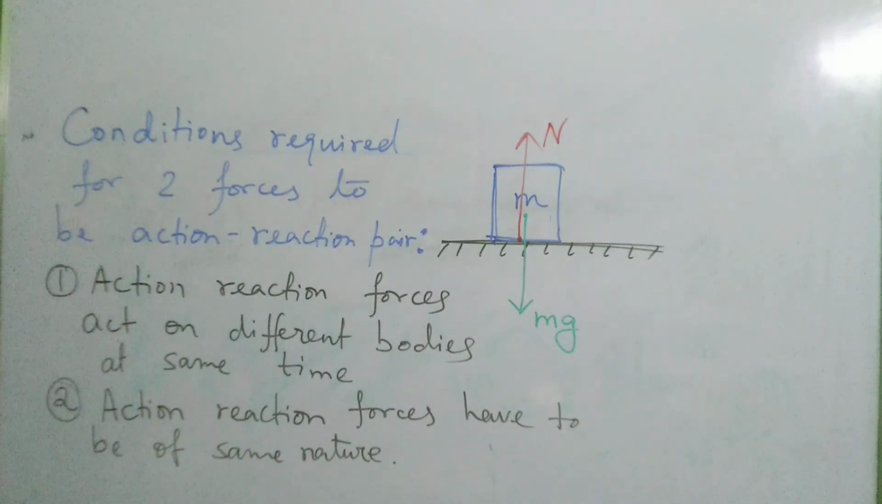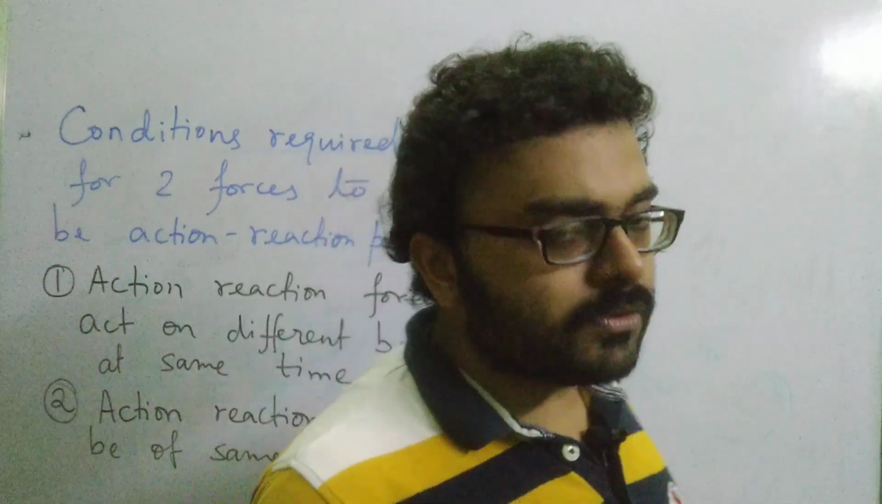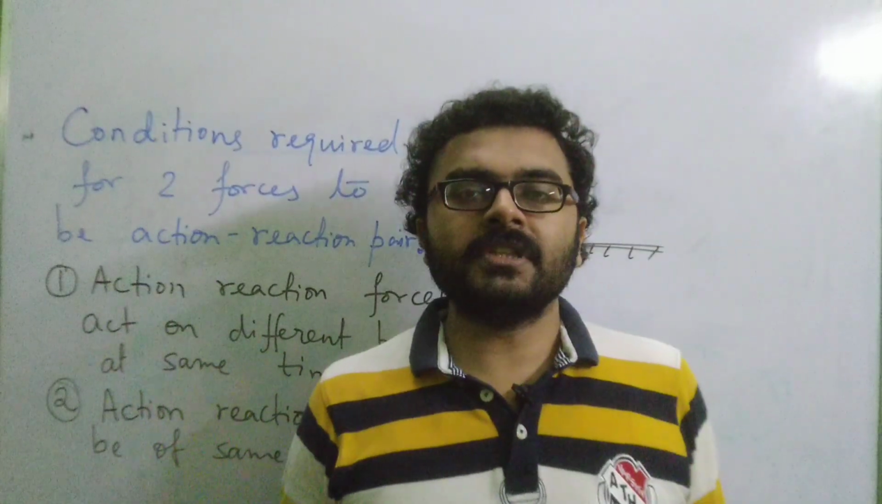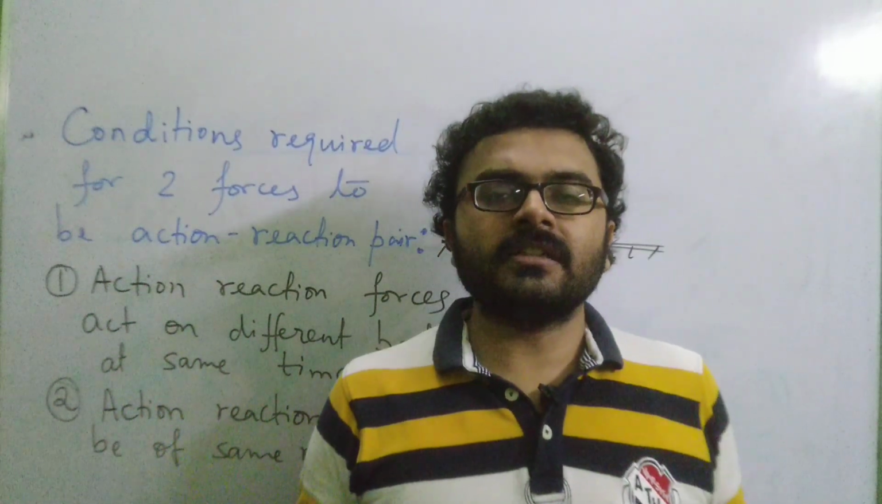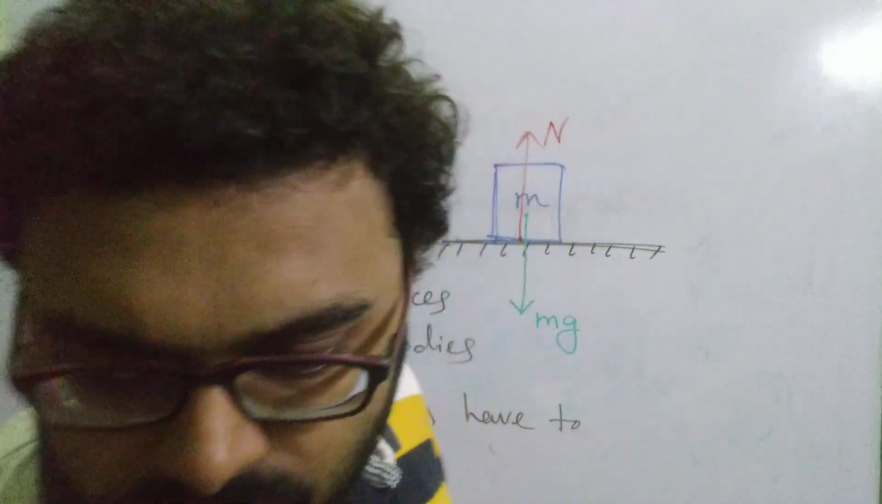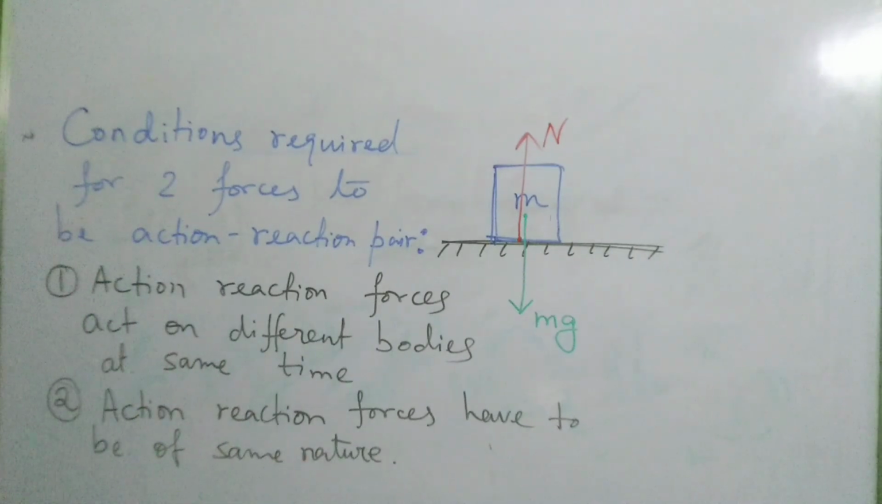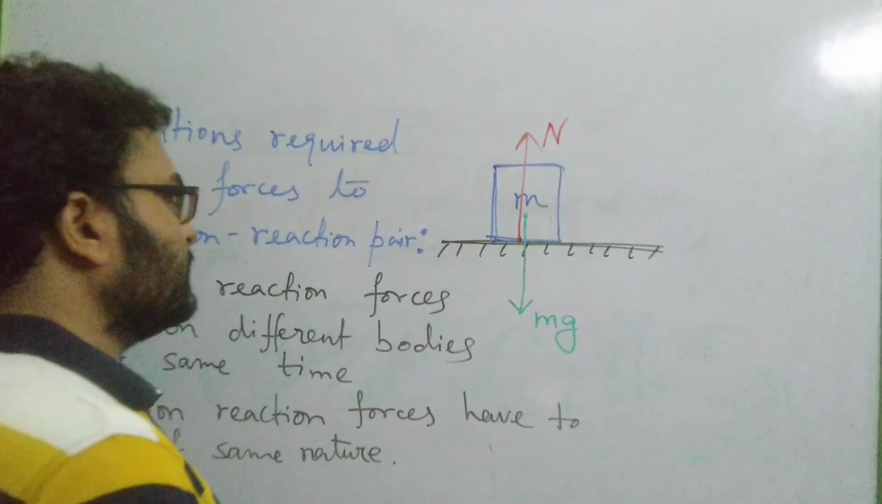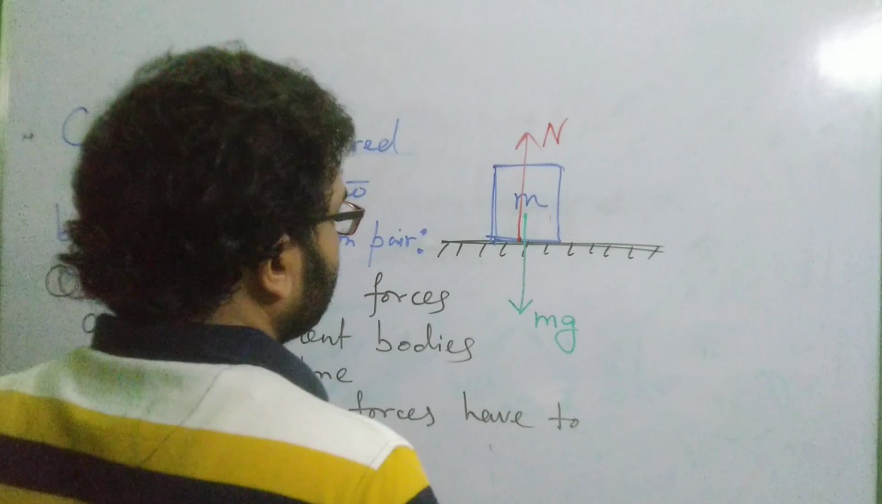What is the action reaction pair acting here? So definitely, as I have said, when two bodies are in contact, when two surfaces are in contact, what happens? Both the surfaces exert a certain kind of force on each other. Okay. So here actually what happens? The ground exerts a certain normal reaction force on the object.